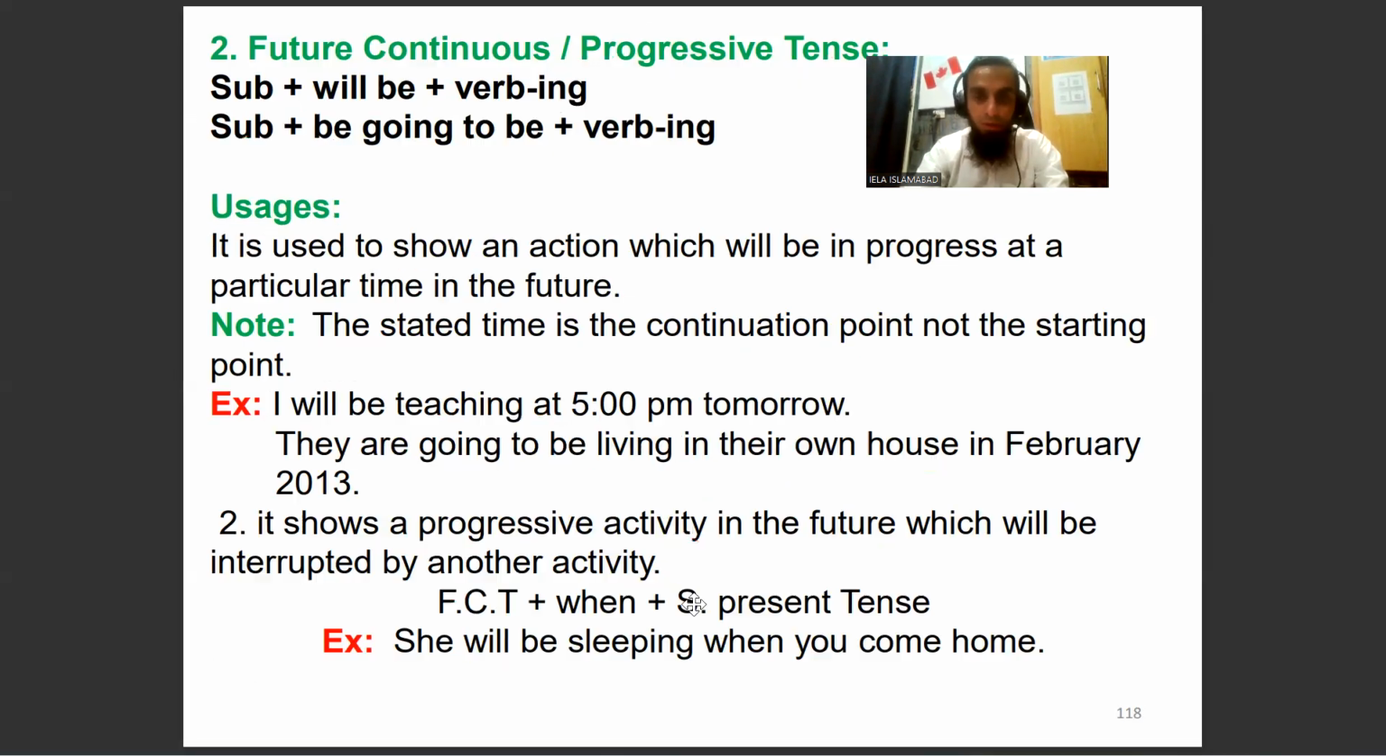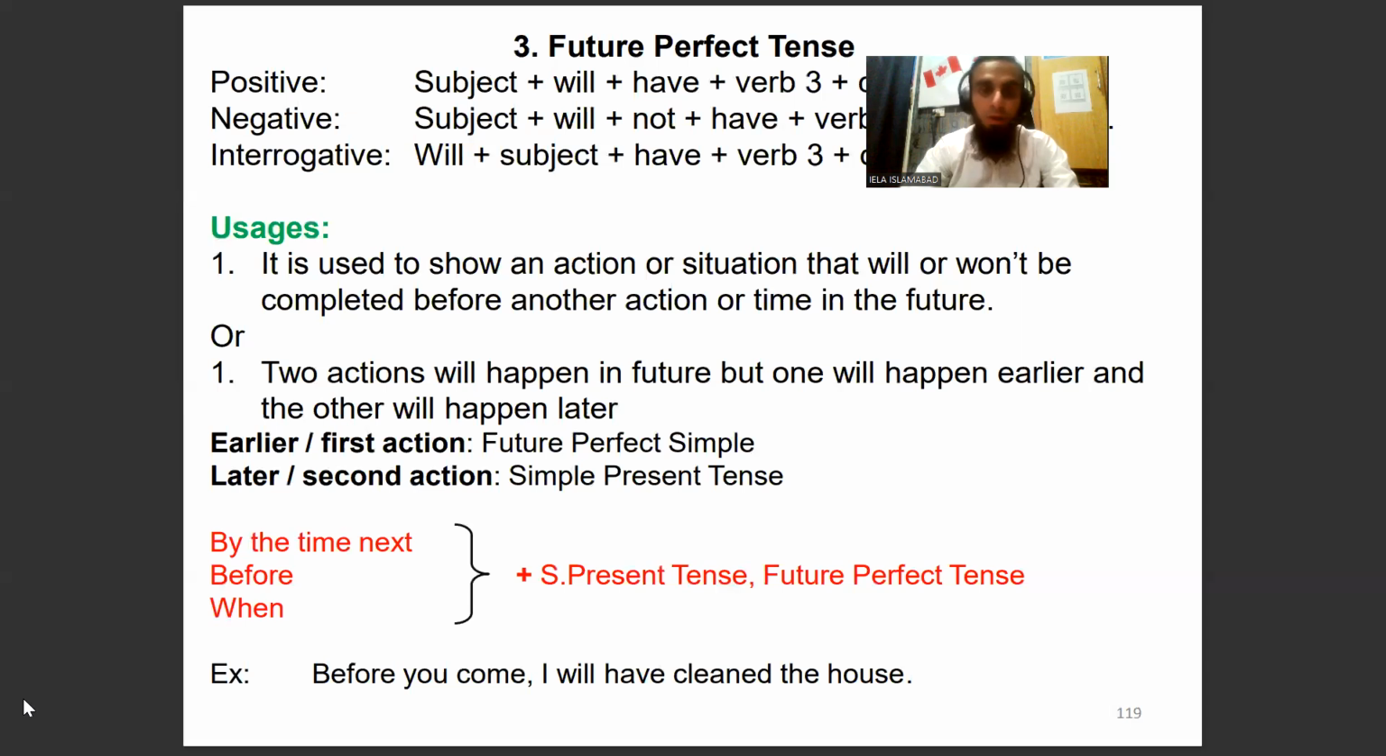Right, you can see she will be sleeping when you come home. When you come home, she will be sleeping, right? So in the present situation, it can also be used when we express or explain the future time. So at that moment we can also use it.